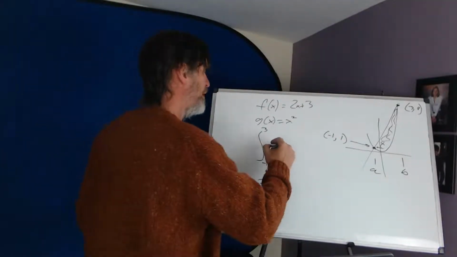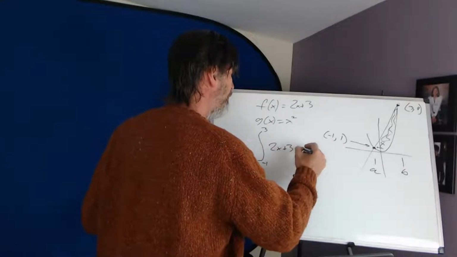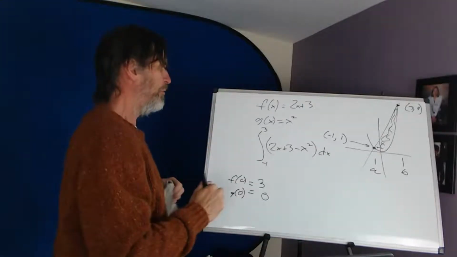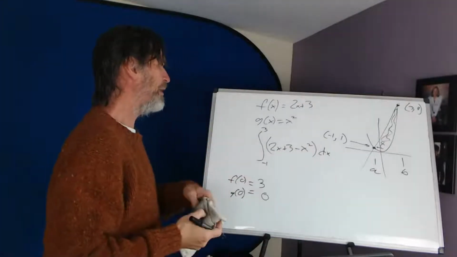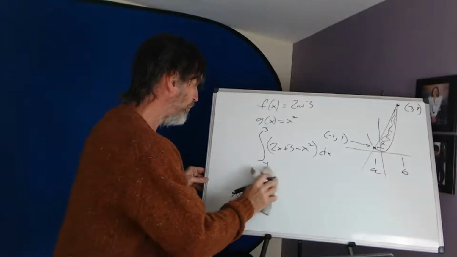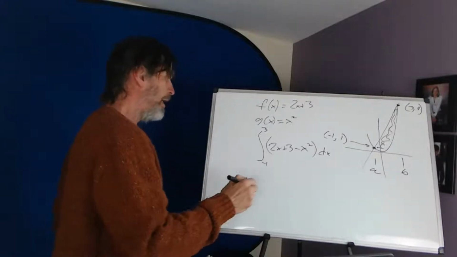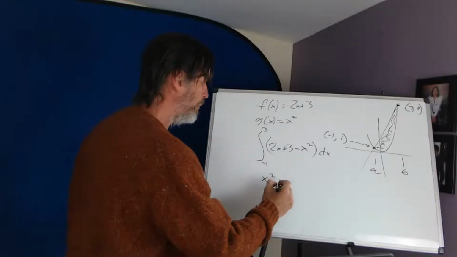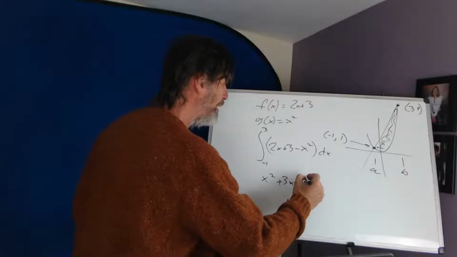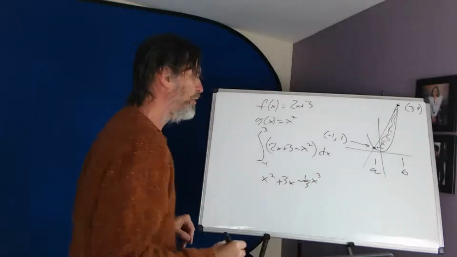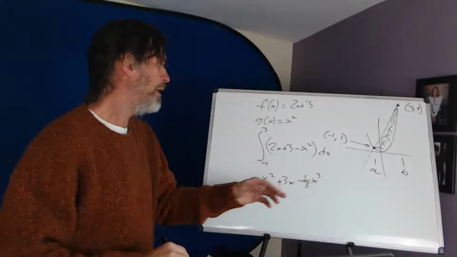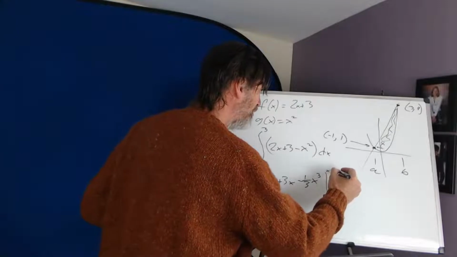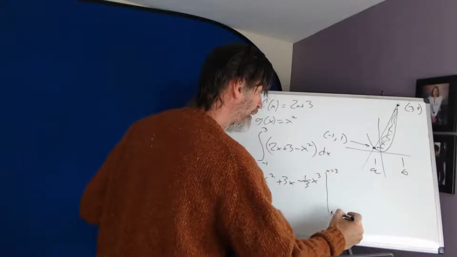So upper function, 2x plus 3, minus lower function, x squared dx. I don't really need to encase the lower function in a set of parentheses. There's just one term there, so I don't have to worry about distributing a minus sign. Antiderivative, oh, that's an easy one, isn't it? That's x squared plus 3x minus 1/3 x cubed. So I raise the power by 1 and multiply by the reciprocal of the new power.